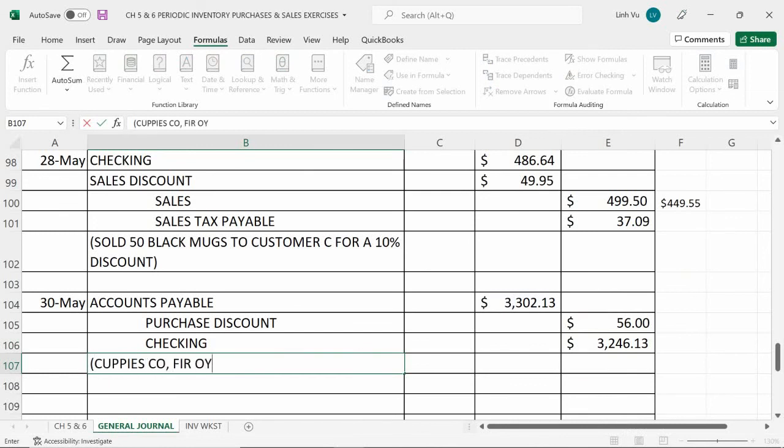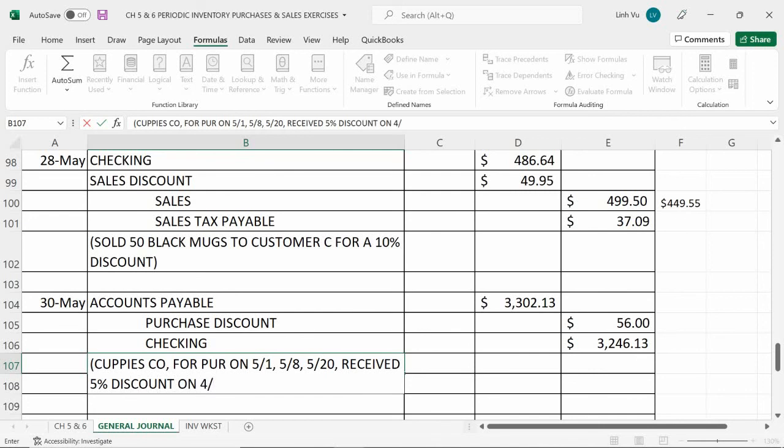For purchases on May 1st, May 8th, and May 20th. And I'm going to also recognize that I received a 5% discount on May 20th purchases. And I paid all of it on one check, number 201.